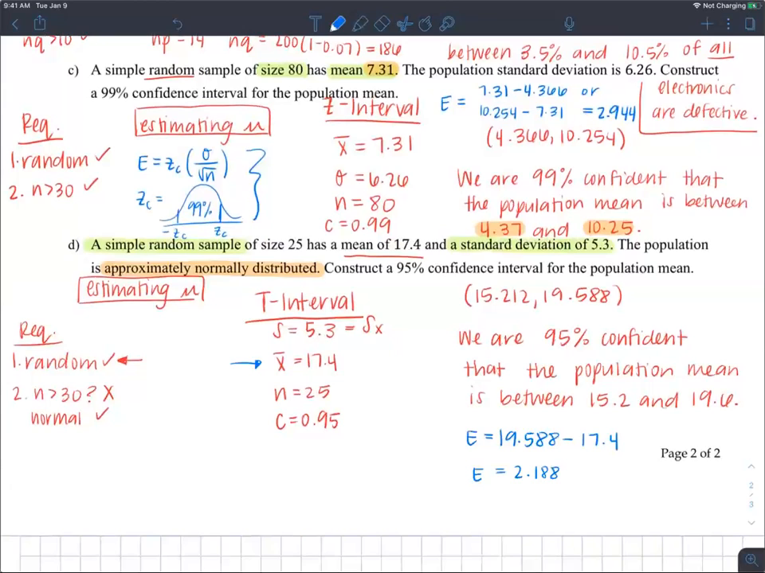So are there any questions about these last two examples that we worked on today?